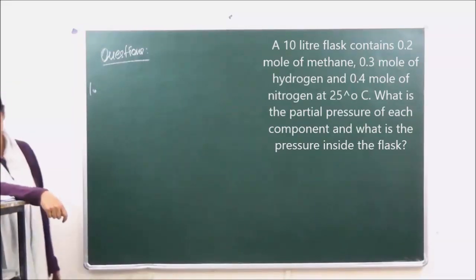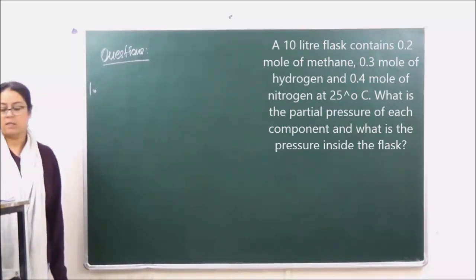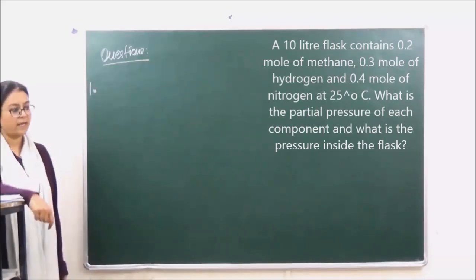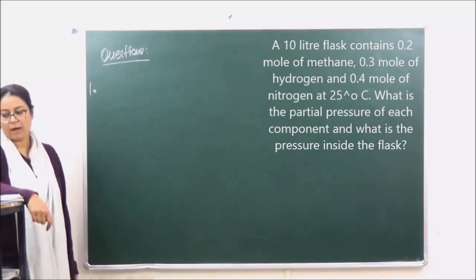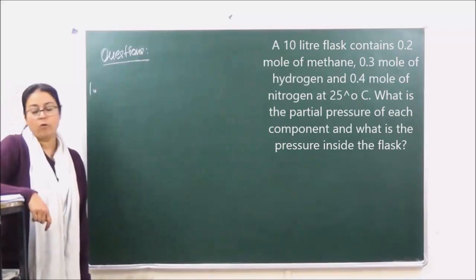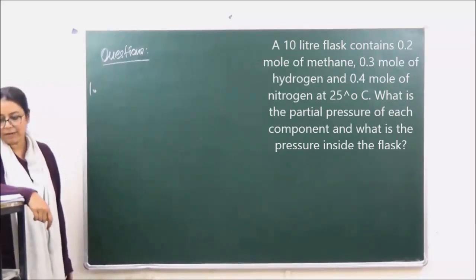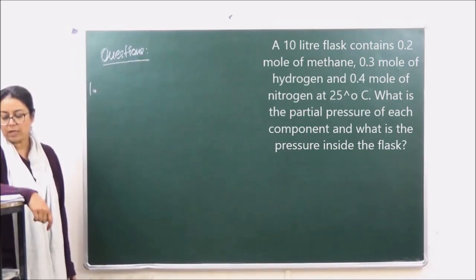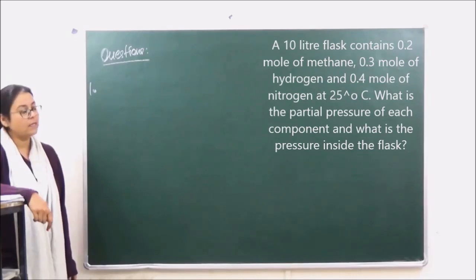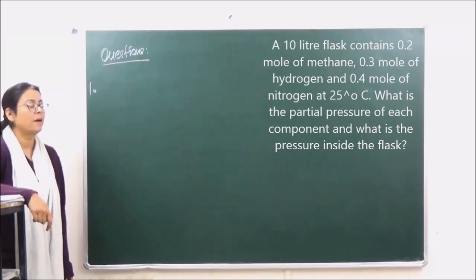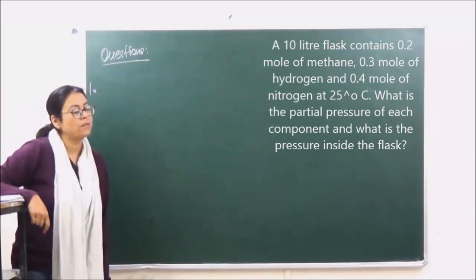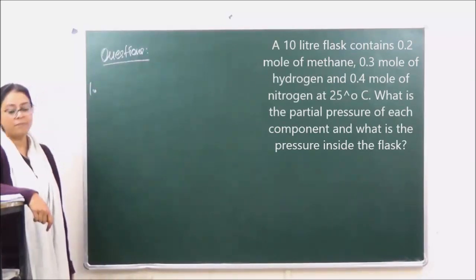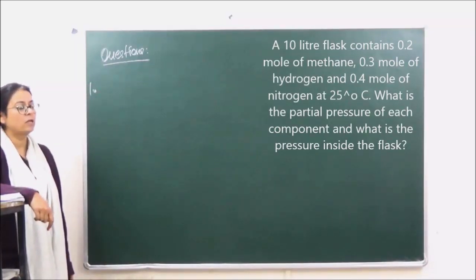A 10-liter flask contains 0.2 moles of methane and 0.3 moles of hydrogen and 0.4 moles of nitrogen at 25 degrees centigrade. What is the partial pressure of each of the component and what is the pressure inside the flask? Now in this case we need to calculate the partial pressure of each of the components separately, and after that we will find the P total by adding the partial pressures of each.